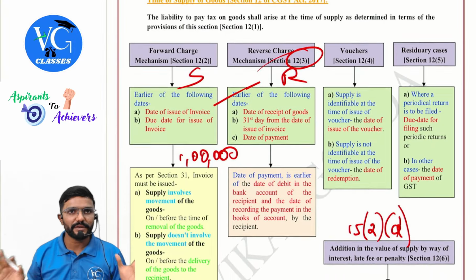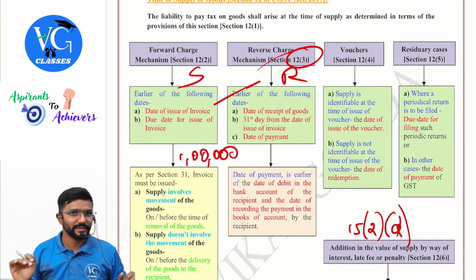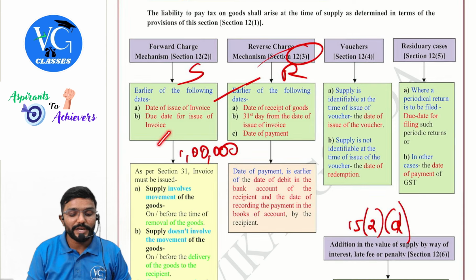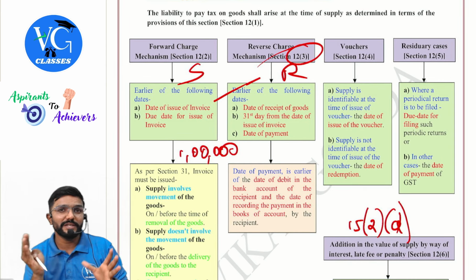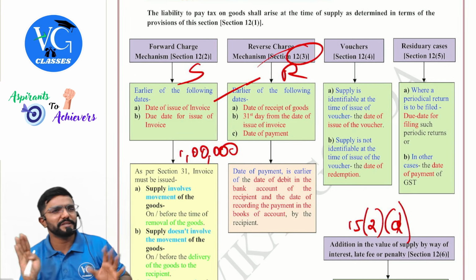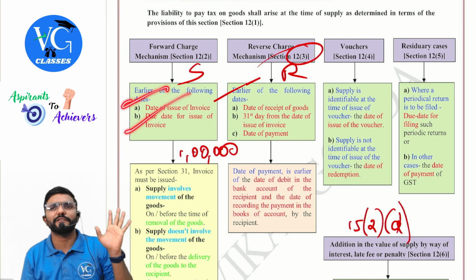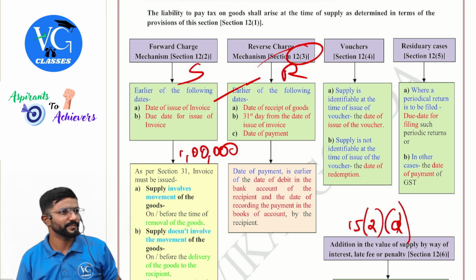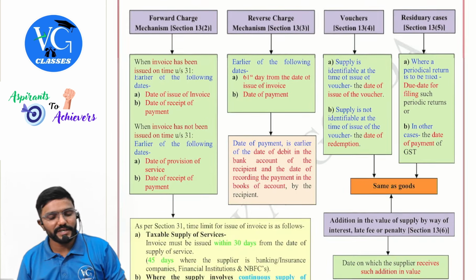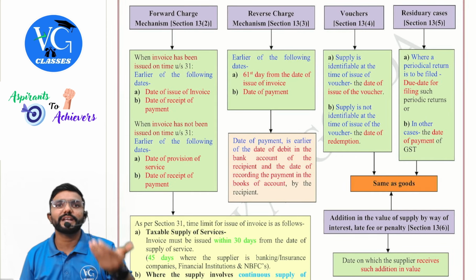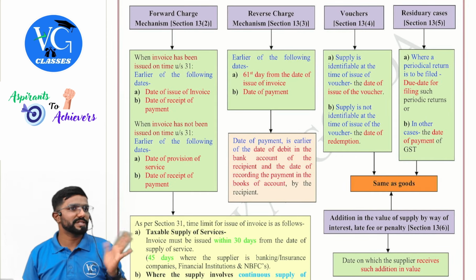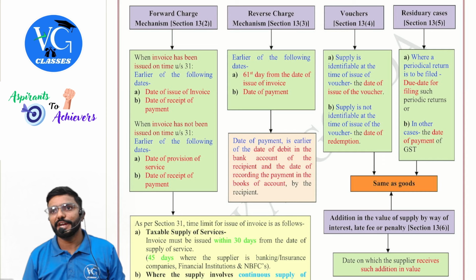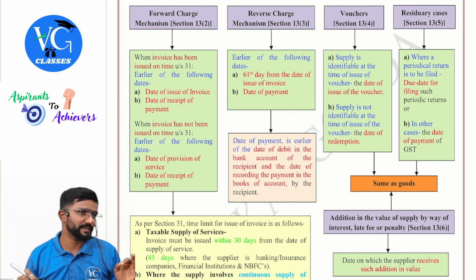Once you study for goods and services, compare and see what is the difference. For goods, there is no date of payment, and whether the invoice is issued within the due date or after the due date doesn't matter. Straight away, date of invoice or due date of invoice, whichever is earlier. Clear? Whereas here, you have to check whether the invoice is issued within the due date or after the due date and accordingly decide the dates. And date of payment is one of the things here.